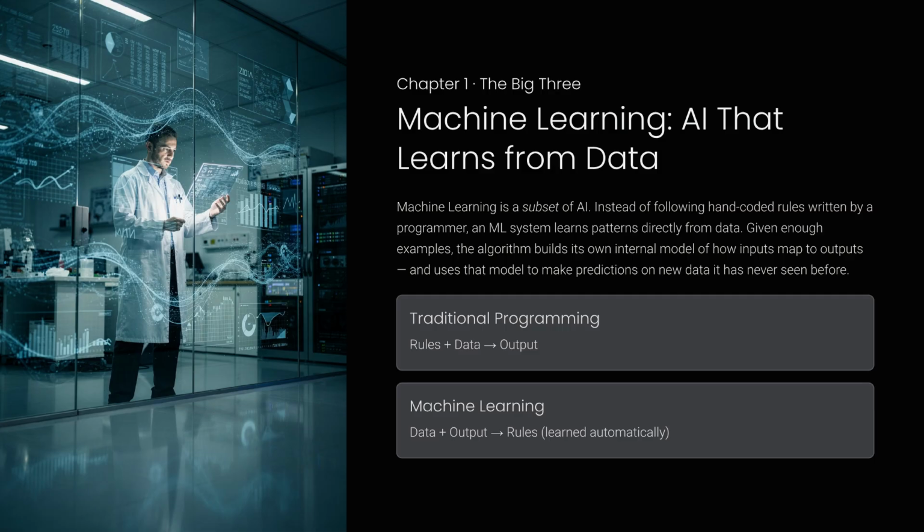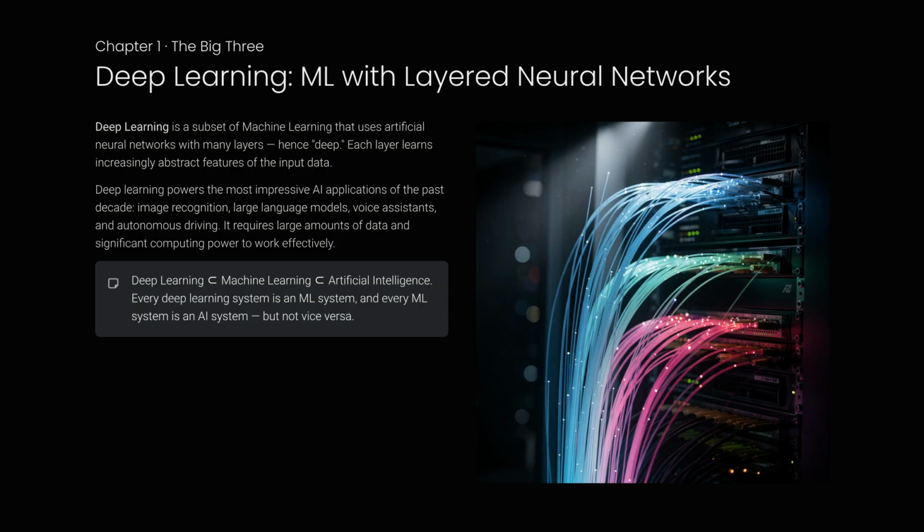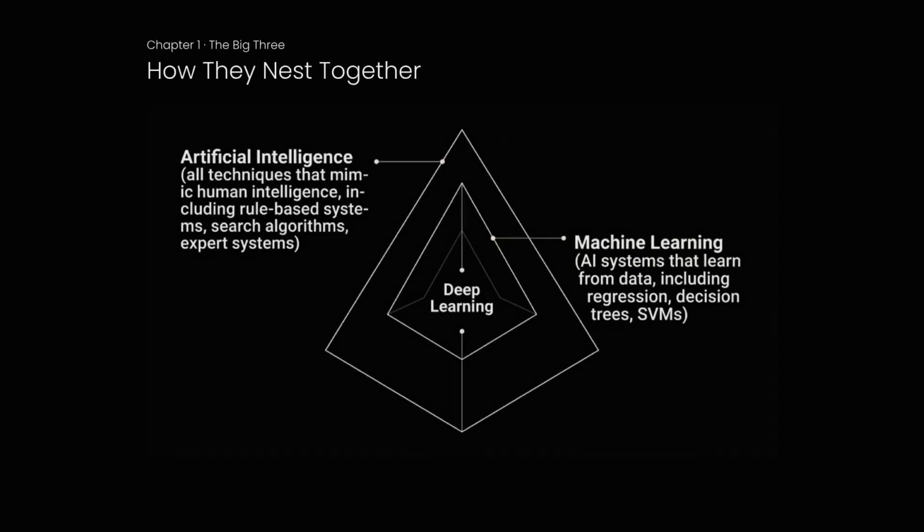Machine learning is a subset of AI. Instead of following hand-coded rules, these systems learn patterns directly from data. They build their own internal model to map inputs to outputs, allowing them to make predictions on new, unseen data. Deep learning is a subset of machine learning that uses layered neural networks. It powers advanced applications like voice assistants and autonomous driving, but it requires significant data and computing power to work effectively. This diagram shows how they nest together. Deep learning is the most powerful layer, but it is just one slice of the much larger AI landscape. Understanding this nesting relationship is crucial for AI literacy.